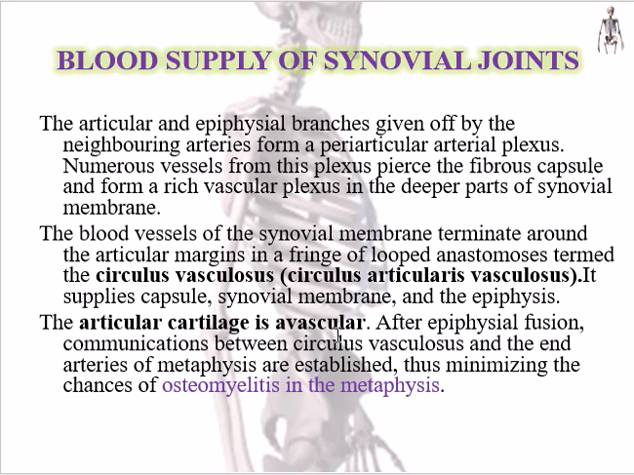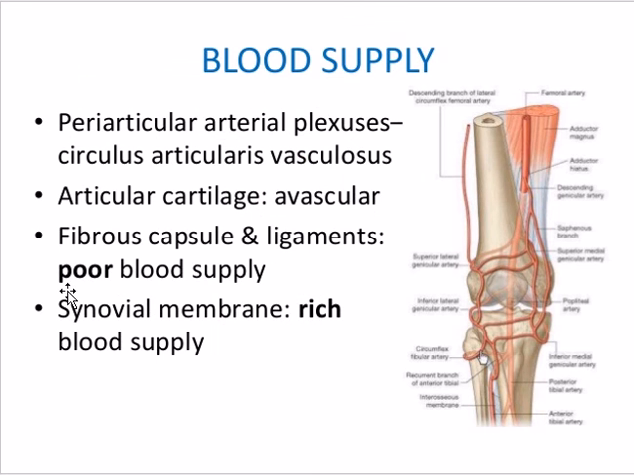Articular cartilage is avascular. After epiphyseal fusion, communication between the circulus vasculosus and the end arteries of the metaphysis is established, thus minimizing the chances of osteomyelitis in the metaphysis. This is basically the blood supply. Periarticular arterial complexes, circulus articularis vasculosus. Then articular cartilage, basically avascular. Fibrous capsular ligament, poor blood supply, and synovial membrane have rich blood supply.